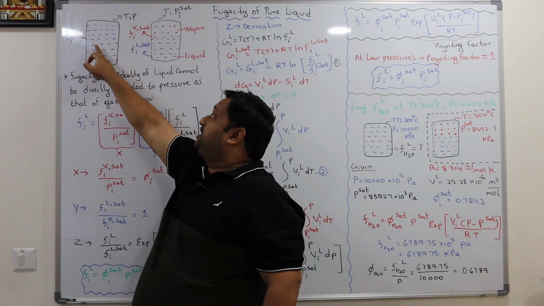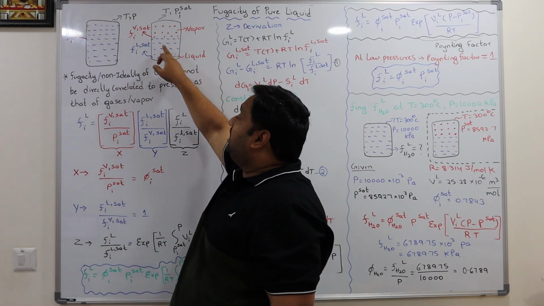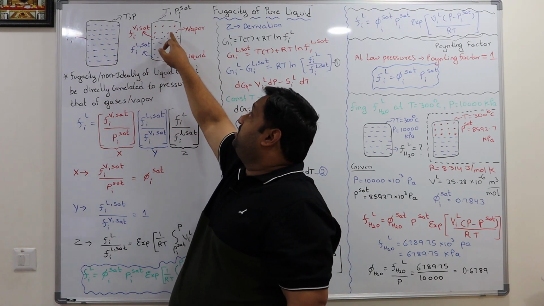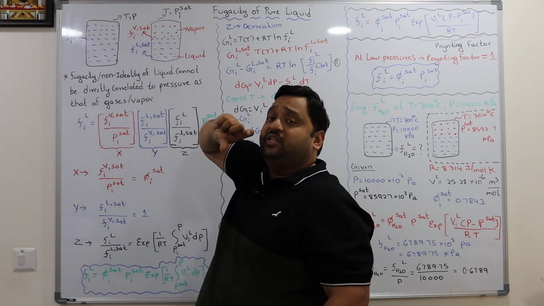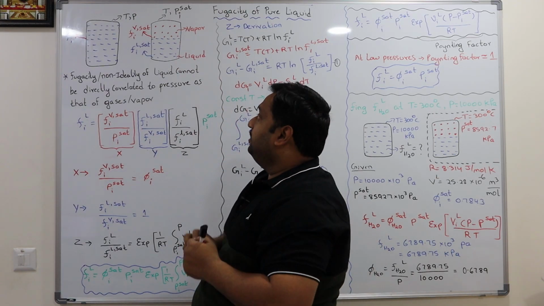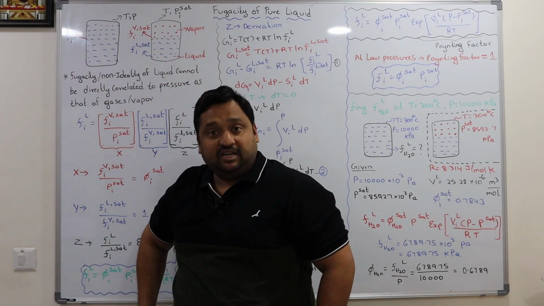To estimate the fugacity of liquids, you need to take the help of the saturated conditions also. The temperature should be the same, but the pressure is different. The pressure at which the liquid and vapor coexist is called the saturation pressure. So having this background, let us estimate the fugacity of the liquid.